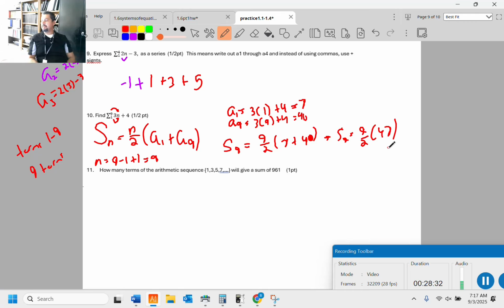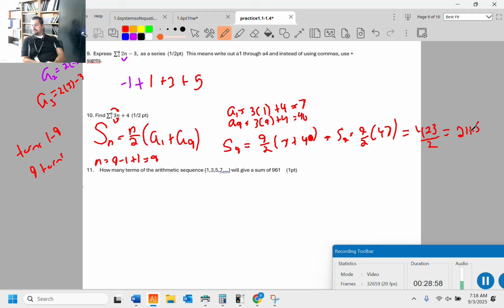Then we do some math here. This one's not going to be pretty. 9 times 40 is 360. 9 times 7 is 63. That's 423. We can cut it in half because there's over a 2. And I guess if you cut that in half, you get what, 211.5? You should probably check me on that. I don't think I did anything wrong.